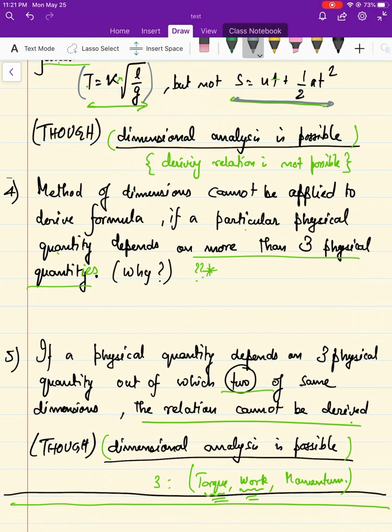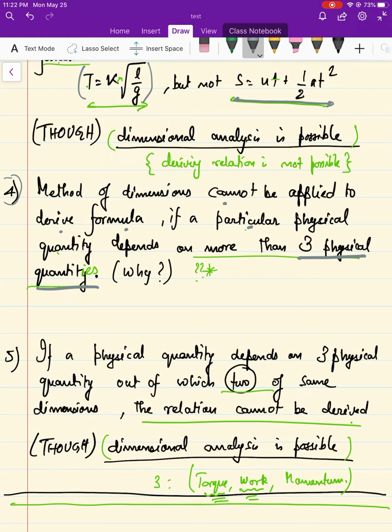The fourth point is, and I would ask you to think about it when you read the chapter and understand how the principle of homogeneity works, that the method of dimensions cannot be applied to derive a formula if a particular physical quantity depends on more than 3 physical quantities, right? So we are saying over here that the fundamental quantities are 3, and a particular physical quantity depends on more than 3 physical quantities. In that case, the problem would be that there will be more unknowns in the equation than the number of equations itself, because we don't have that many fundamental quantities to start with.